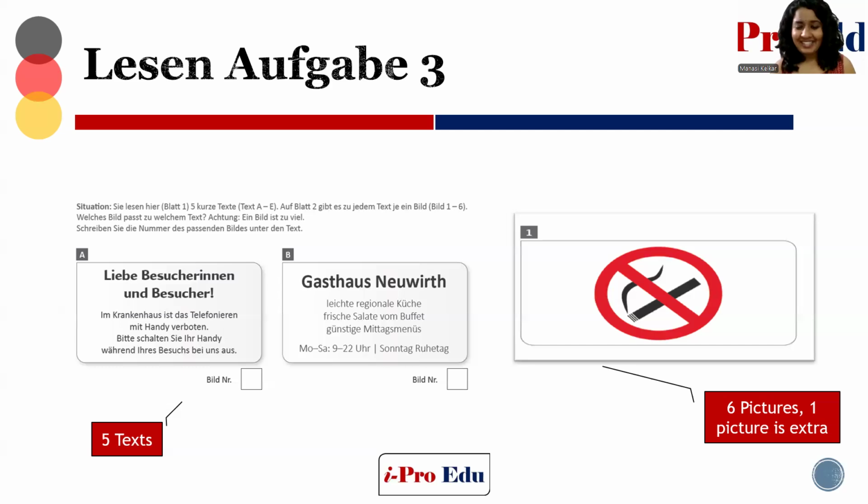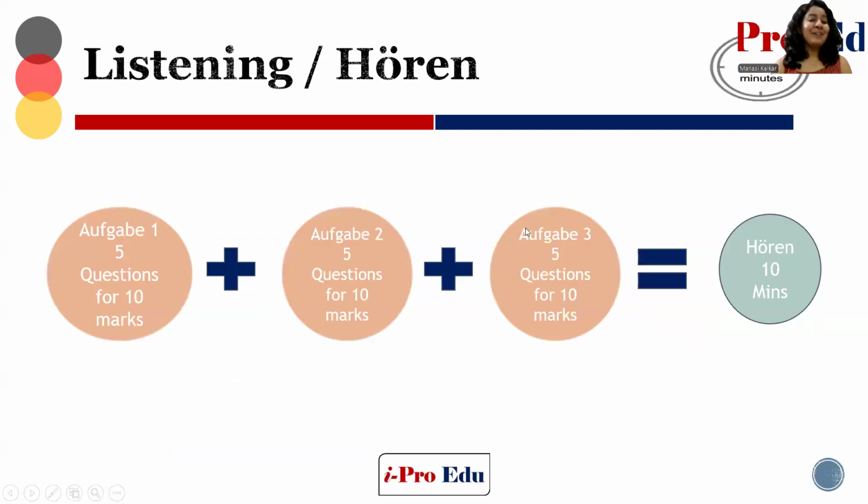Hören means listening. I'll take on to the next slide. Hören, if you see, is approximately 10 minutes. That is, it depends on the time of the track. So it could be 12 minutes. It could also be sometimes 9 minutes. It depends on the track.